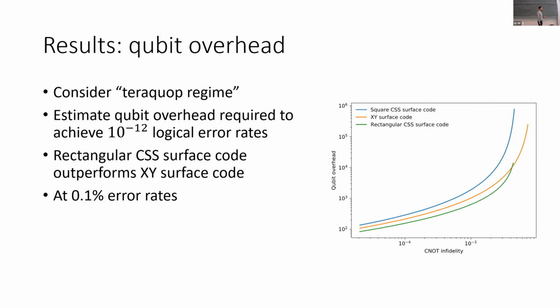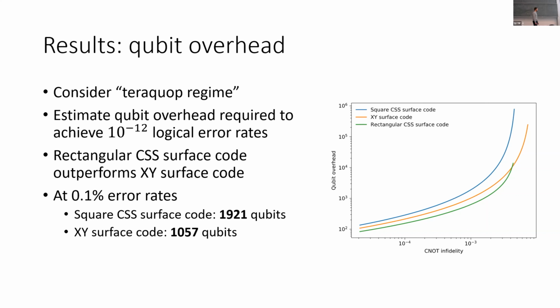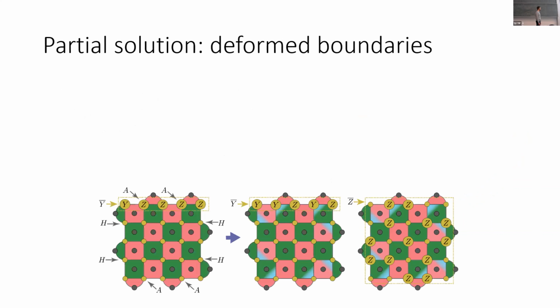And so at 0.1% CX infidelity, the square CSS surface code, so without the aspect ratio optimized, has 1,121 qubits per logical qubit. The XY surface code requires 1,057 qubits, so it's still a big improvement over the square CSS surface code. But the rectangular CSS surface code requires only 681 qubits, and that's because of that aspect ratio optimization.